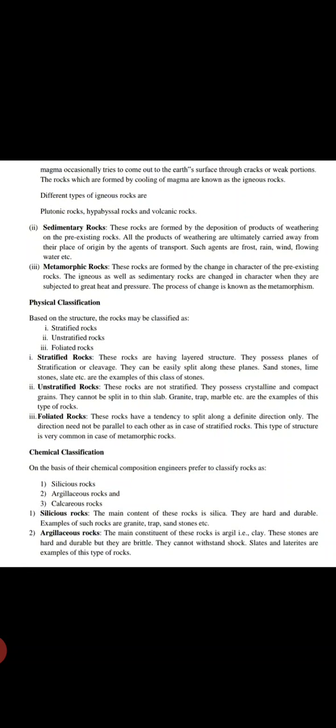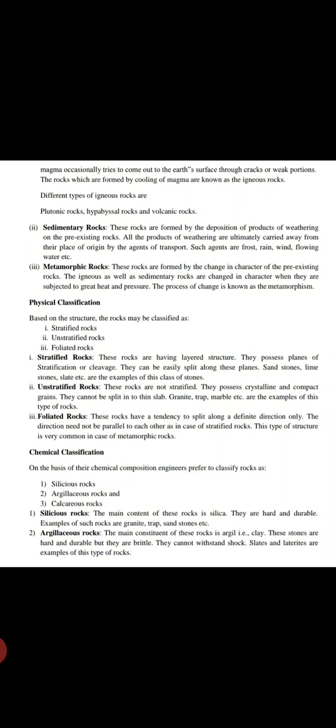The second classification is physical classification. Based on this, rocks are further classified into three categories: stratified rocks, unstratified rocks, and foliated rocks. So what do we mean by stratified rocks? These rocks have layered structures. They possess planes of stratification or cleavage. They can be easily split along these planes. Sandstones, limestones, slate, etc. are the best examples of stratified rocks.